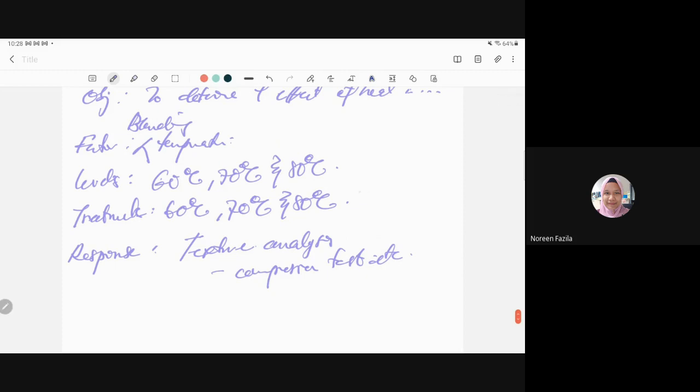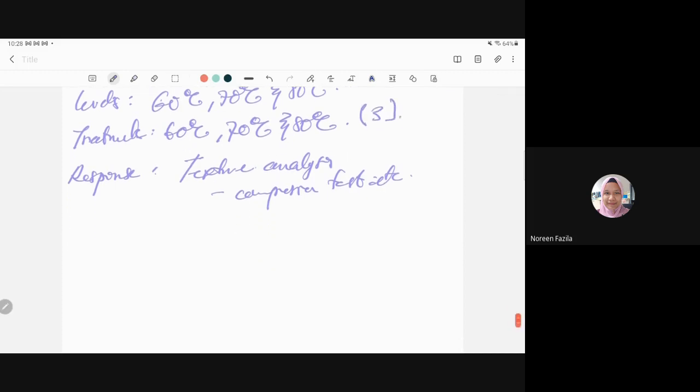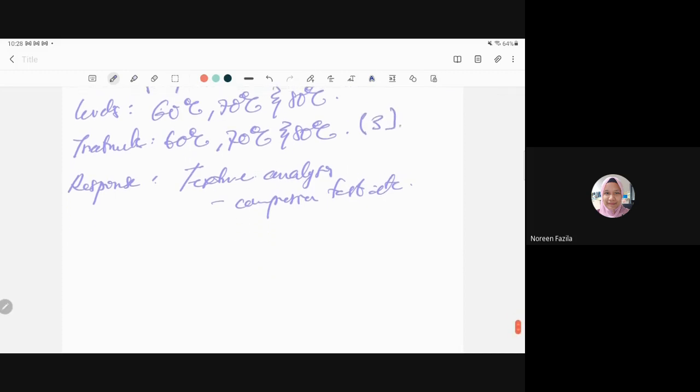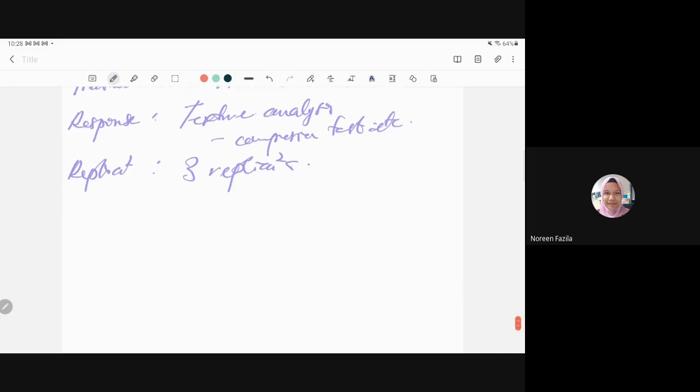Our treatments, we have 3 treatments. And then we also have replications. So we say that we do 3 replications. So how do we go about doing it when we are in the lab?